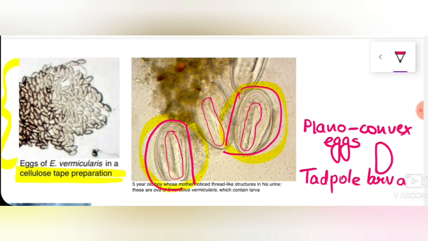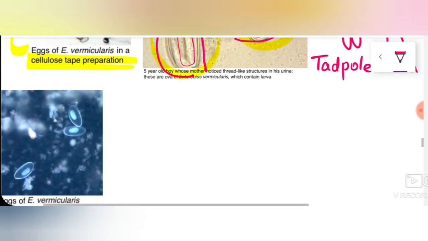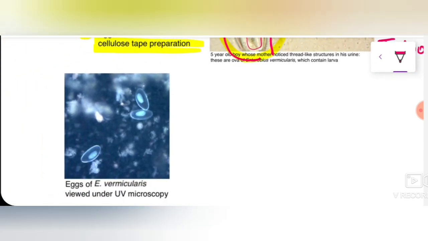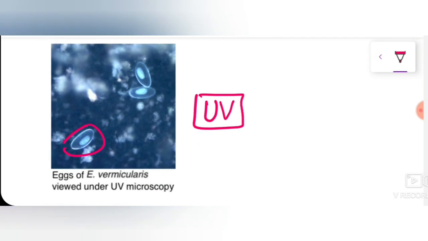Let me show you different staining methodologies and how the same egg looks under different stains. This is a picture that I came across. If you see the same Enterobius plano convex egg under ultraviolet light, this is the kind of image you're going to see. Probably something we've not seen earlier. Just trying to show you that if you know your basics well, no matter how the image is twisted and put in front of you, you will be able to catch hold of it.